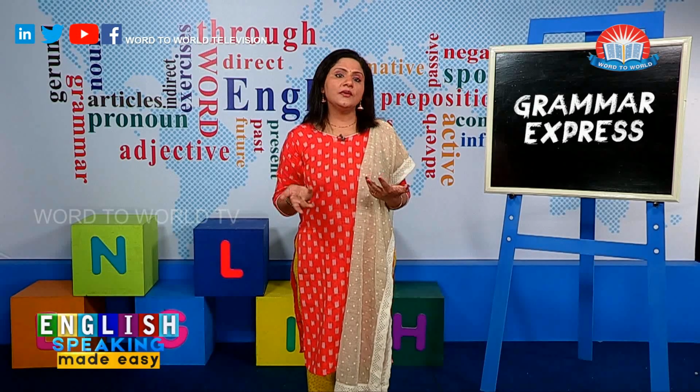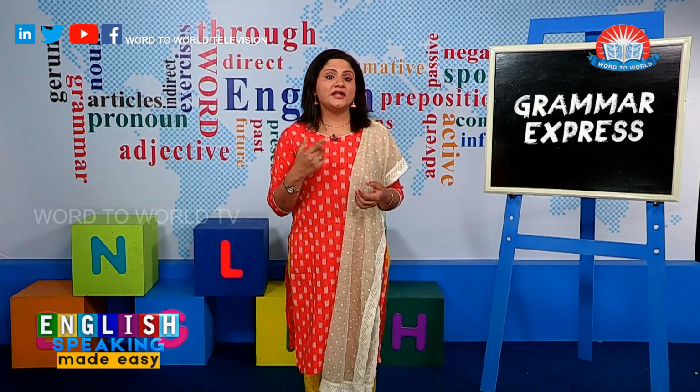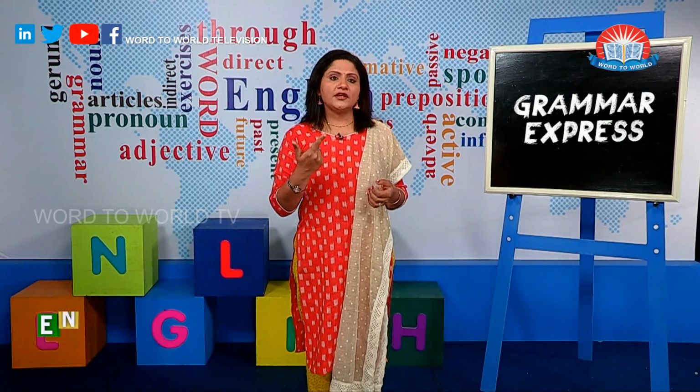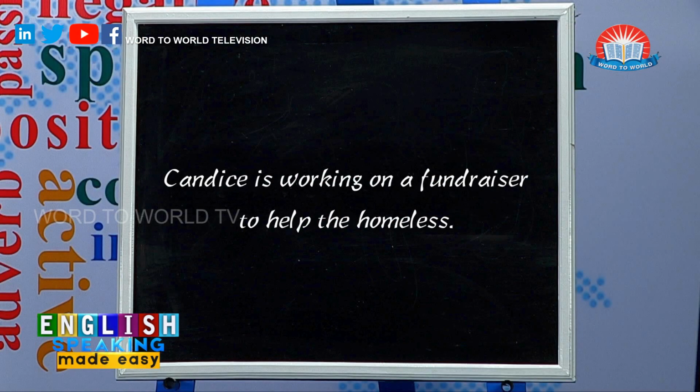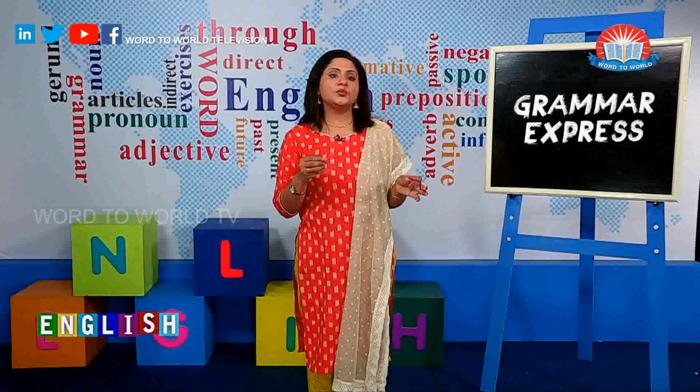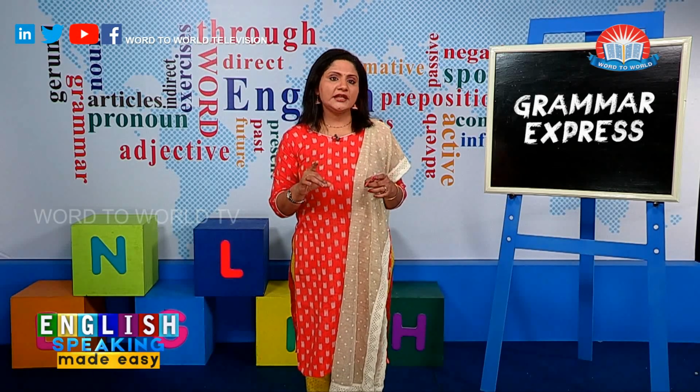It can work the other way also. Some words are normally adjectives, but they can function as nouns. For example, if you have a sentence like this: Candice is working on a fundraiser to help the homeless. In this sentence, the word homeless is actually an adjective. He is a homeless man. It serves as an adjective, but the position of the word homeless in the sentence makes it perform the function of a noun.